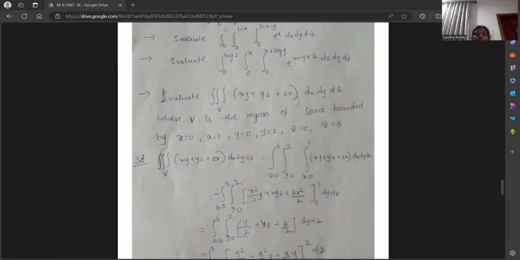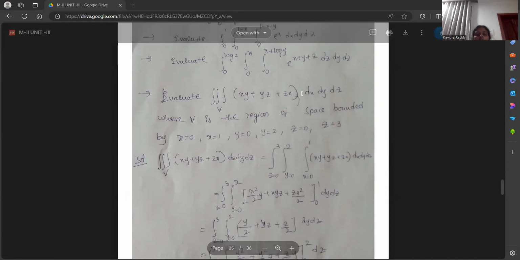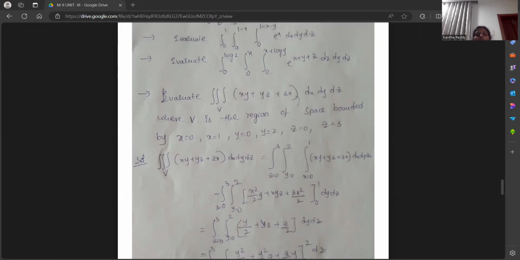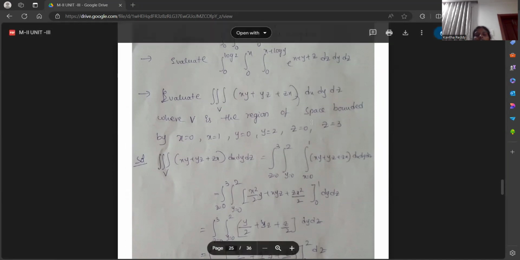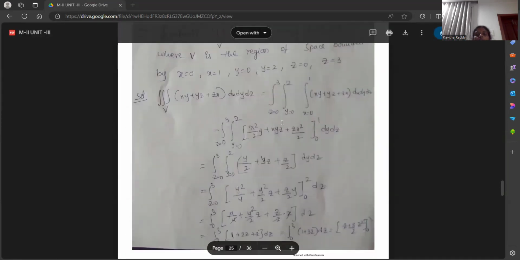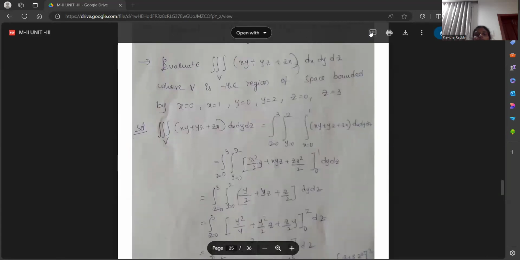Here what is given? Evaluate the triple integral, a volume problem. Actually, you know that when you use a triple integral, it is a volume. So xy plus yz plus zx dx dy dz, where v is the region of the space bounded by x equal to 0, x equal to 1, y equal to 0, y equal to 2, z equal to 0, z equal to 3. So limits are given in the question.